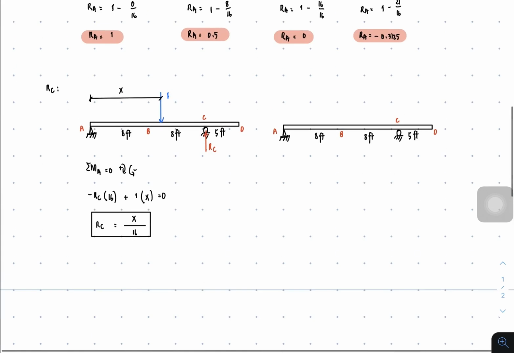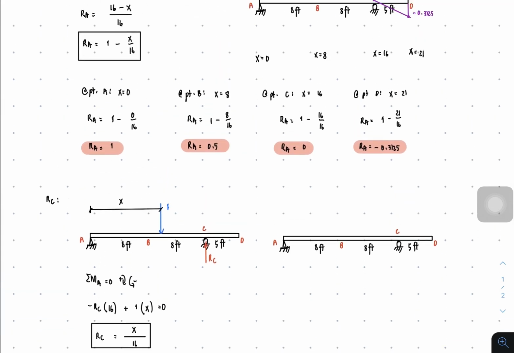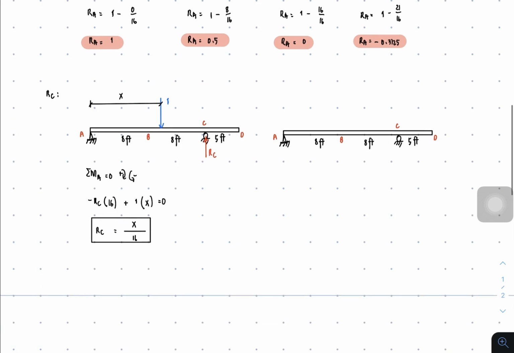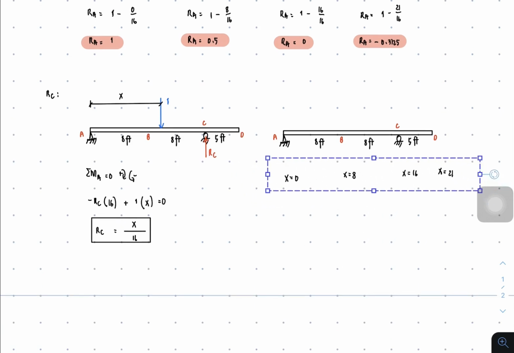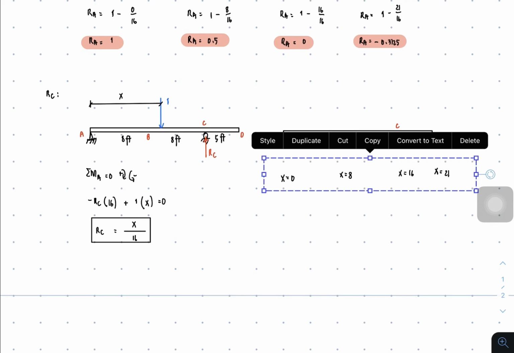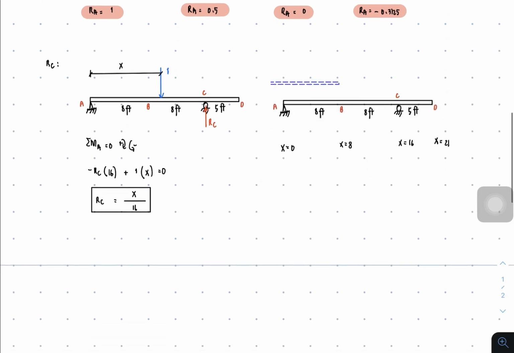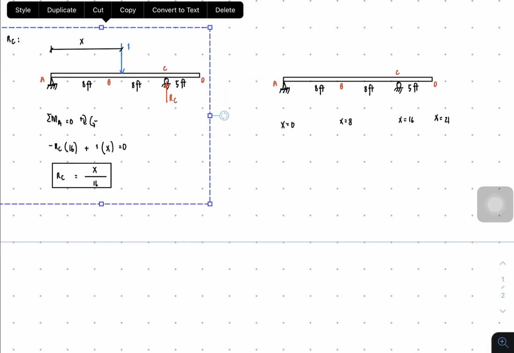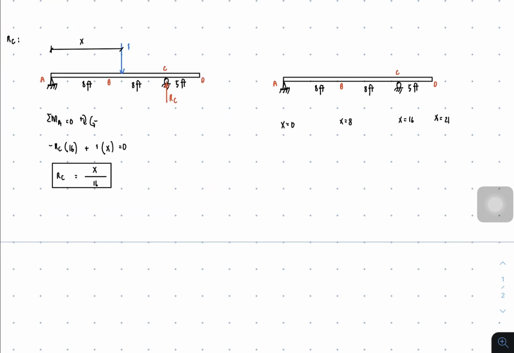Okay, since we now have the equation of RC, might as well draw again the same beam, with the same boundary. So let's just copy the boundary. So here, that's the boundary, and then let's just copy this for the future. Okay, and let us start. I'll move it a little bit to the left, and we are now at point A.